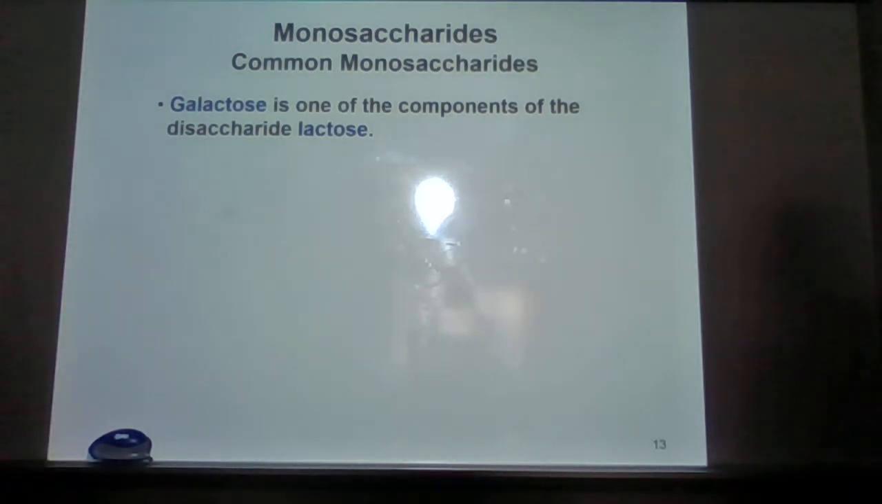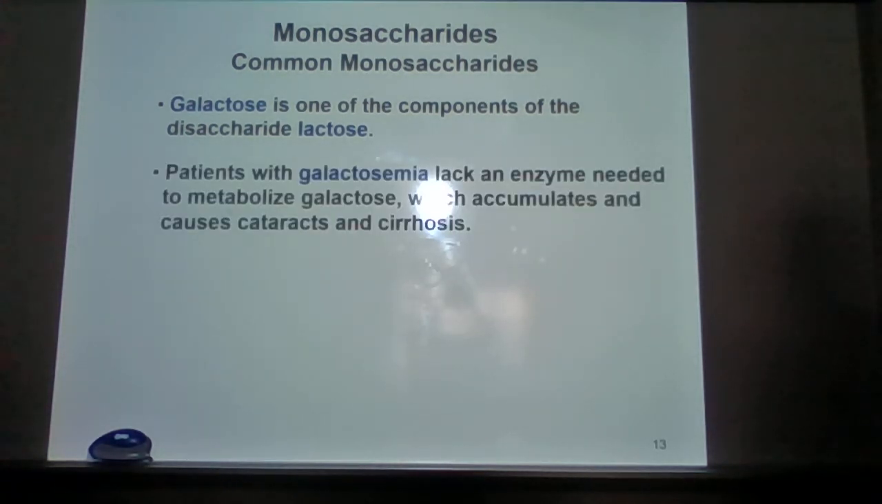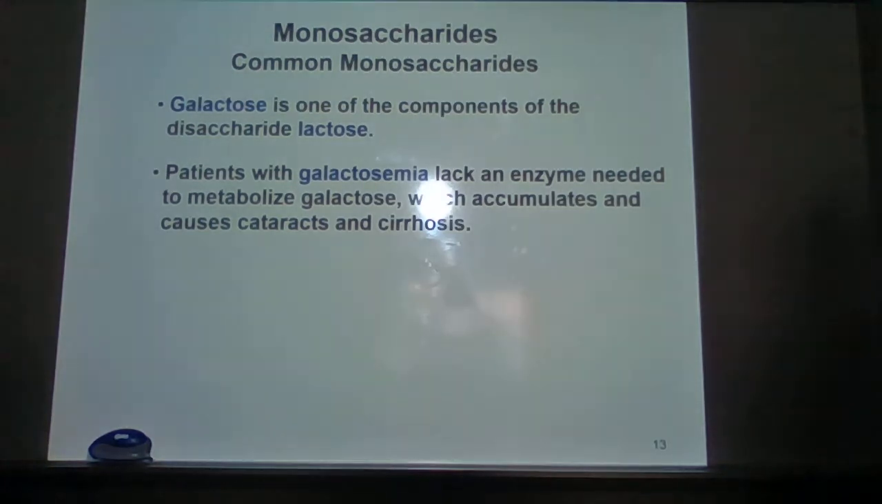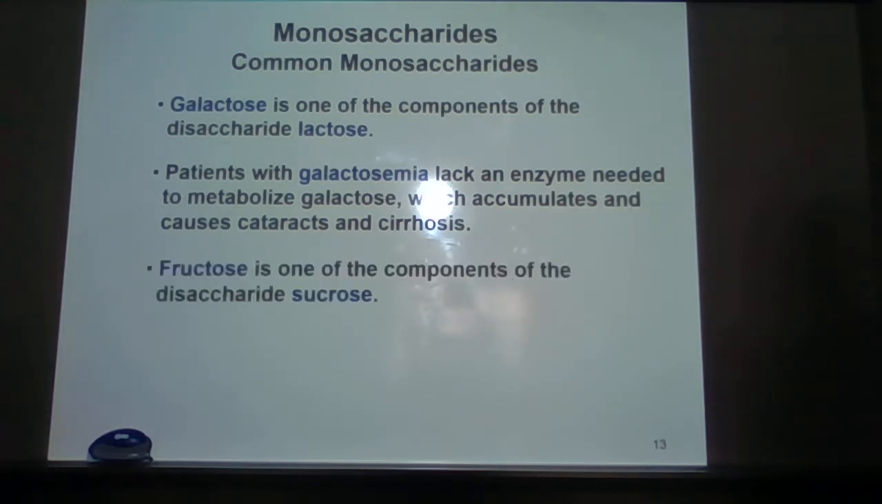Galactose is one of the components of the disaccharide lactose. Patients with galactosemia lack the enzyme needed to metabolize galactose to break it down into carbon dioxide, water, and energy. The lactose then accumulates and can cause problems such as cataracts and cirrhosis.